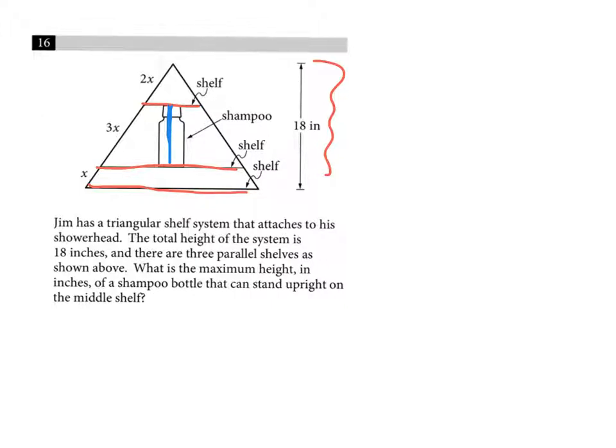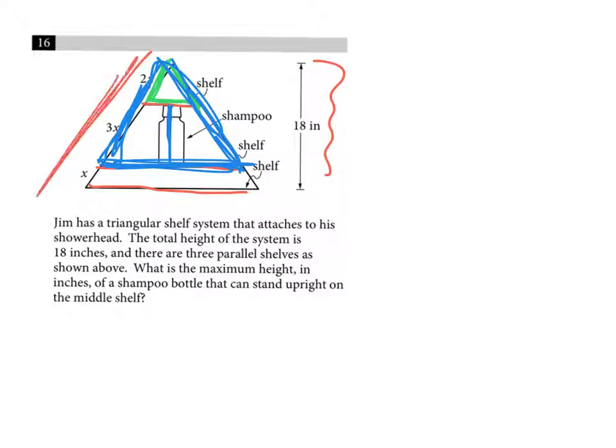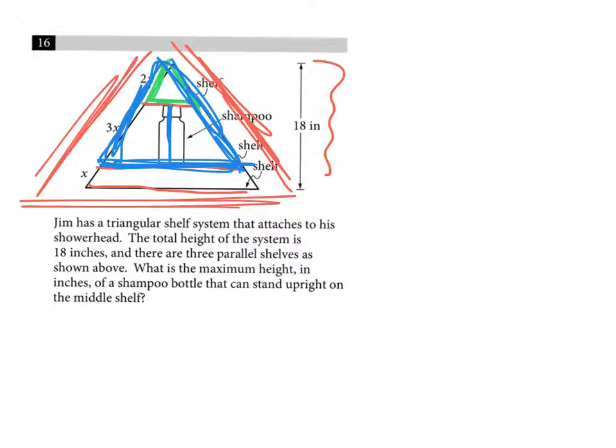You basically have 3 similar triangles. The reason why they're similar is because you have parallel shelves. So I have the green triangle, the smallest one, the blue triangle, the middle one, and then the red triangle, the big one. And all 3 of these triangles are similar.